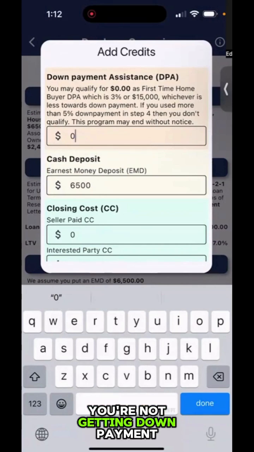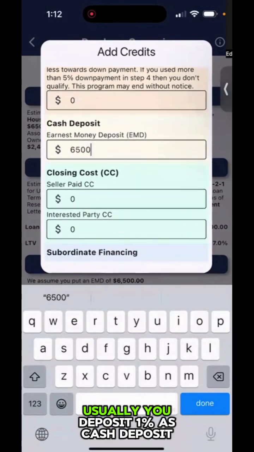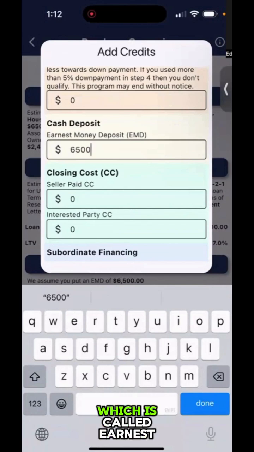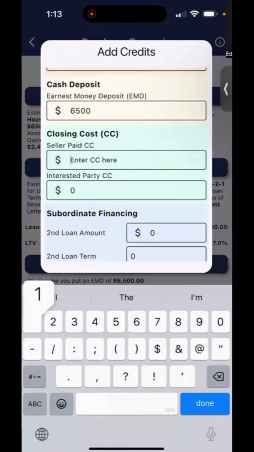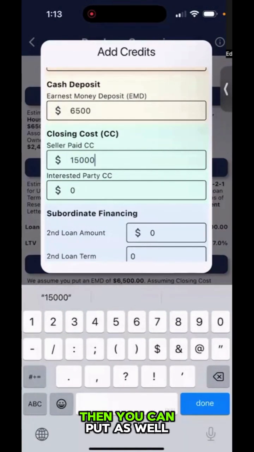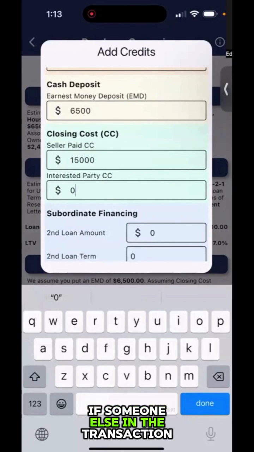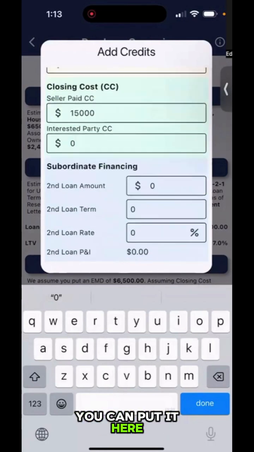If you're buying a home, usually you deposit 1% as a cash deposit, which is called earnest money deposit. If the seller is paying you some money, for example, the seller is paying you $15,000, then you can put that in as well. If someone else in the transaction is paying you some money, you can put it here.